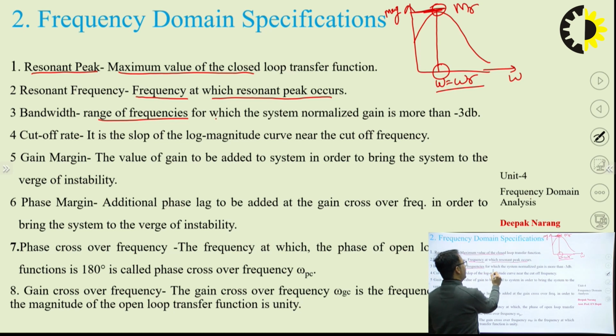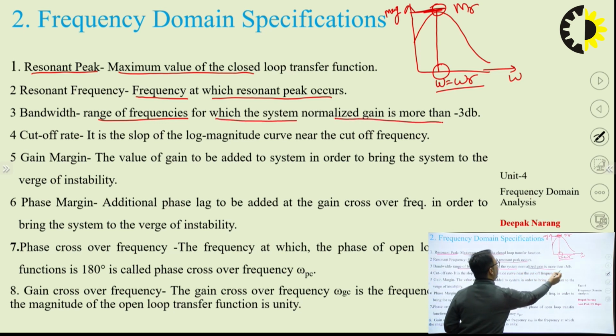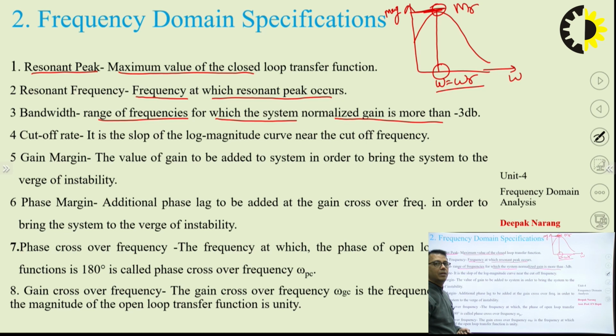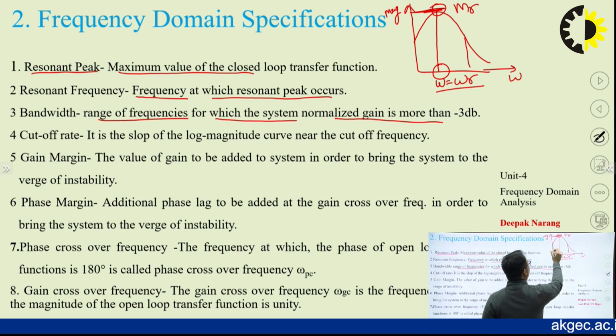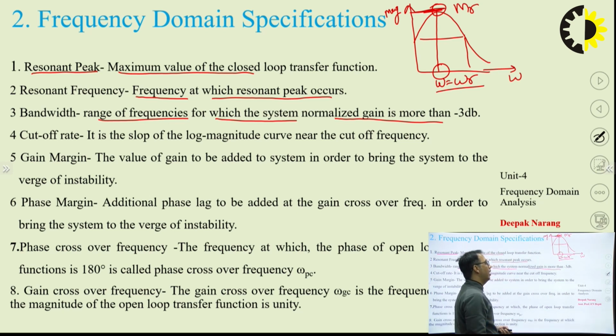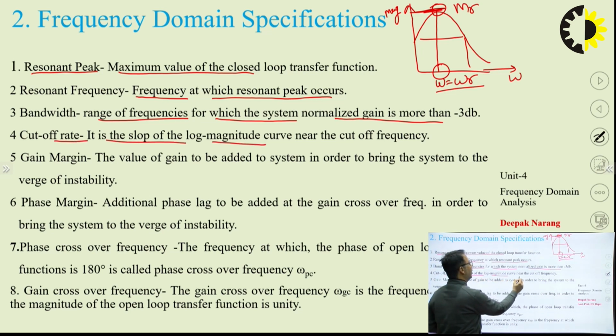And next is bandwidth. The range of frequency for which the system normalized gain is more than minus 3 dB, or we can say the range of frequency through which the signals in the control system are being passed, and after this frequency, the cutoff frequency, the signals are blocked. Cutoff rate is the slope of the log magnitude curve near the cutoff frequency.